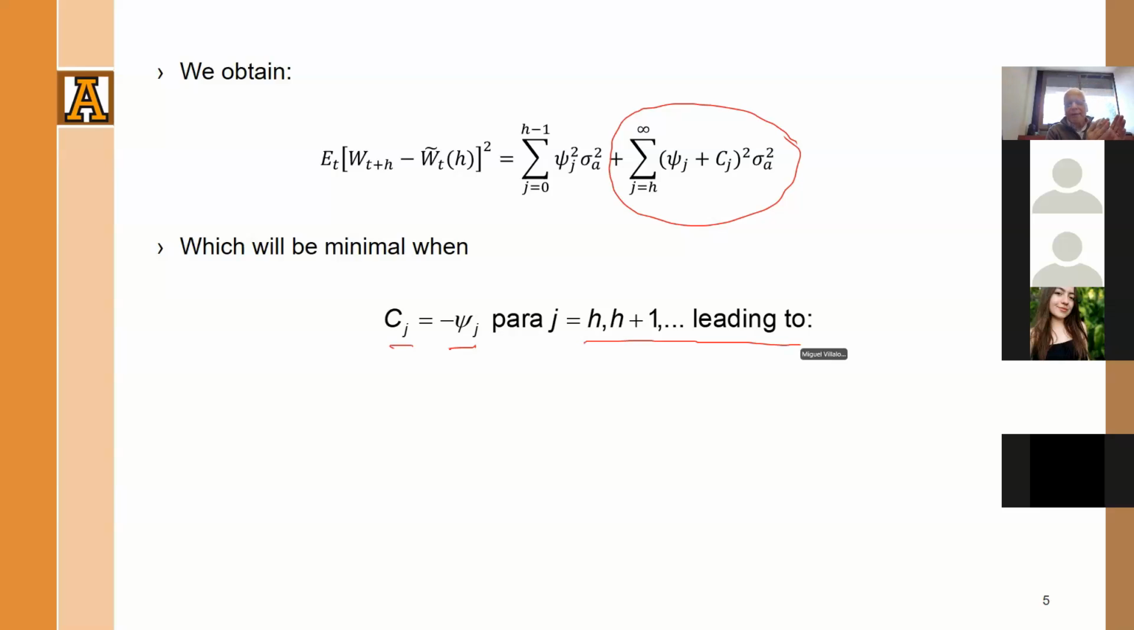So for any value of h that we want to forecast, for any lead time we want to forecast, the coefficients of that linear combination that will minimize the mean square error will be the coefficient that's equal to the corresponding psi weight.